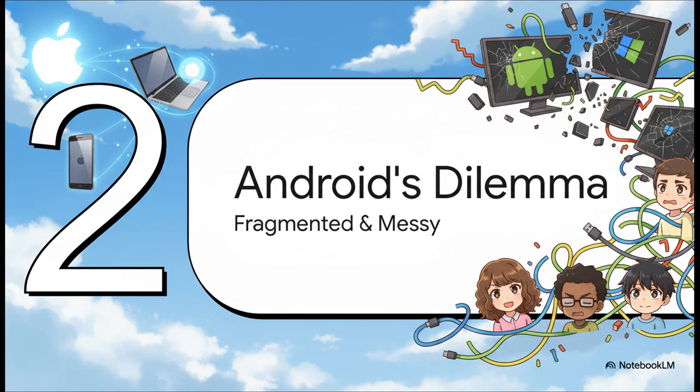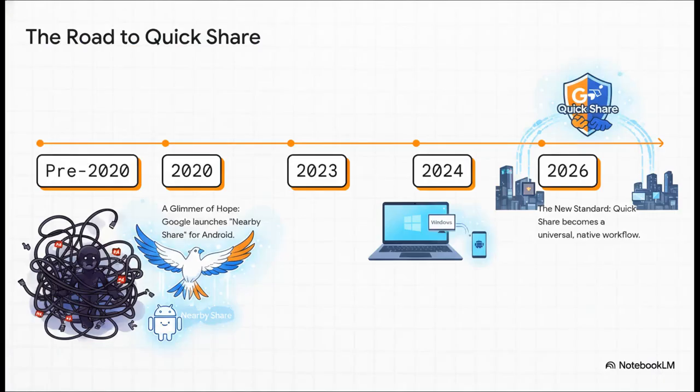For years, the whole Android and Windows world was kind of like the Wild West. Every company was trying to build their own thing, their own solution. So while Apple users were just zipping files around with AirDrop, the rest of us were left feeling pretty far behind. So how did we get here?